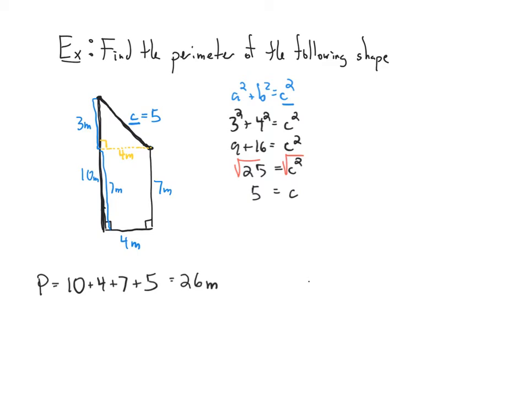And again, you can use the idea of breaking your object up into shapes that you know some things about, and that'll help you solve for some unknown lengths of the sides, as we did in this example and the previous one.